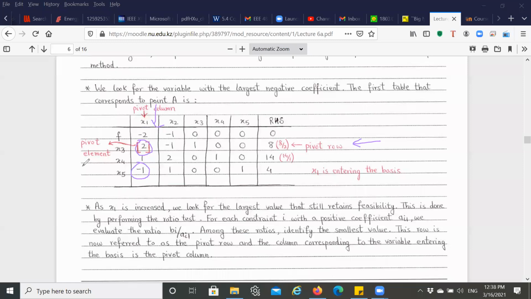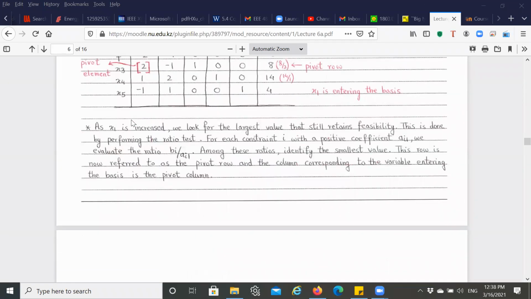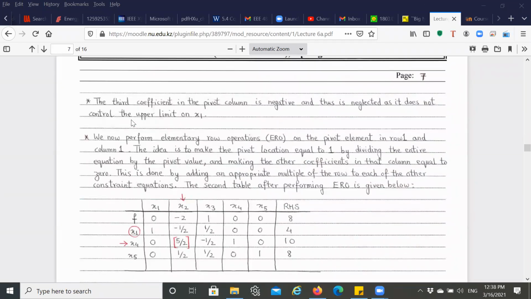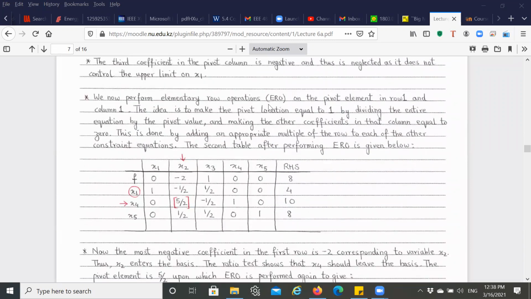Okay, so once we have that, can you tell me what's the next step? What do we do next once we've found the pivot element? We do the elementary row operation, or the row elimination operations, which means that you have to make that pivot element 1 and every other element in that column 0, right?